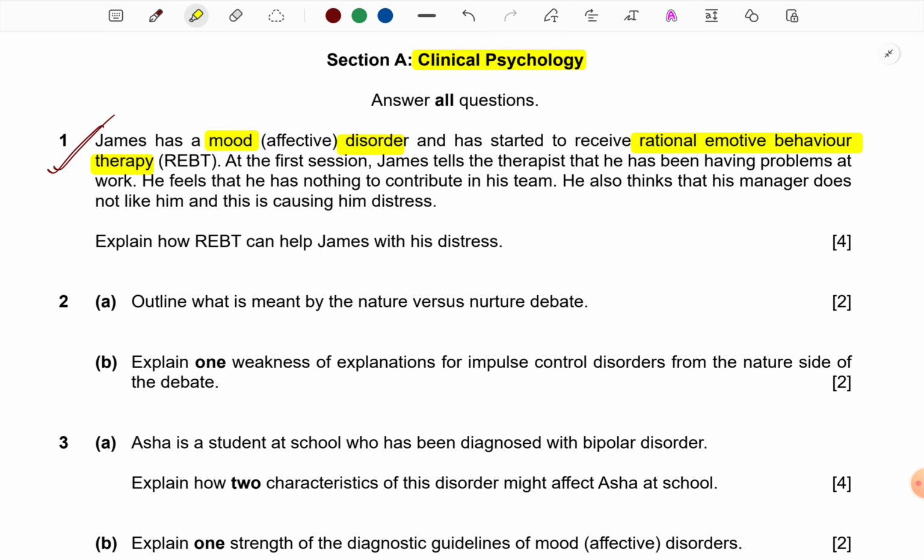I'm reading further. At the first session, James tells the therapist that he has been having problems at work. He feels he has nothing to contribute in his team. He also thinks that his manager does not like him, and this is causing him distress. Explain how REBT can help James with his distress. You have to bring to mind what you have learned about REBT.